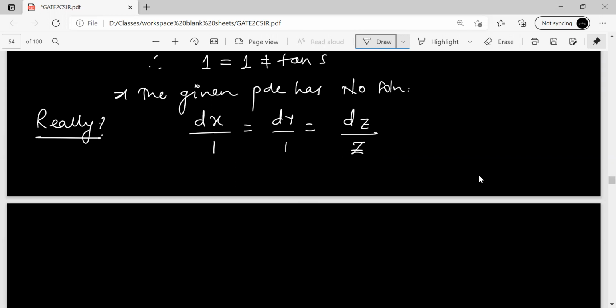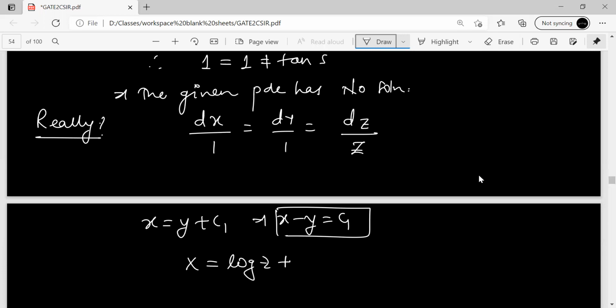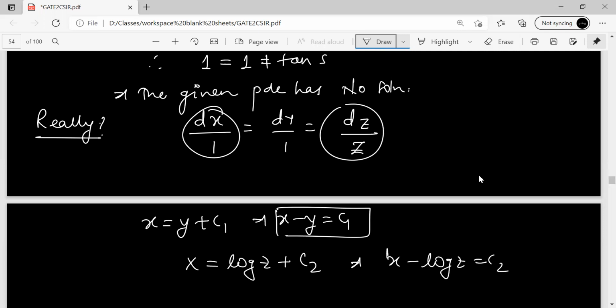So consider the first two pairs. You get x equal to y plus c, so from here you get x minus y equal to c1. Now you consider the first or the second pair, no one cares. I'll consider first and third, for simplicity. So x will be equal to log z plus c2. I'm integrating this pair: dx integration will be x, and dz upon z will be log z plus c2. So from here I get x minus log z equal to c2.